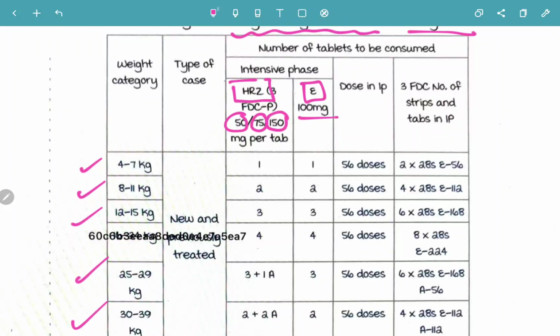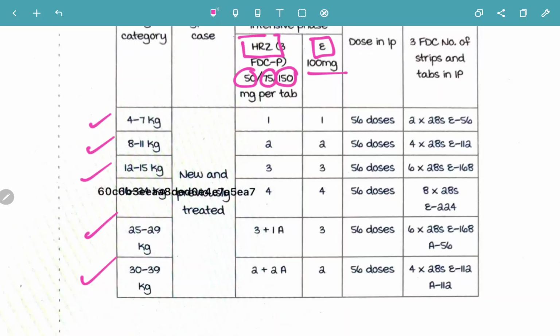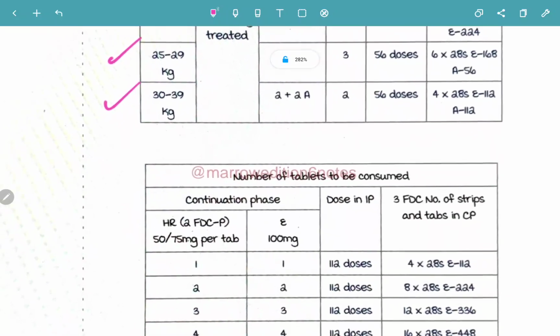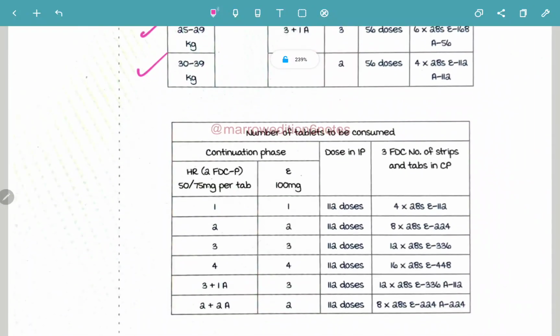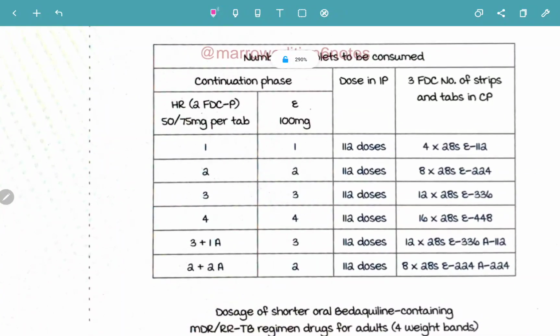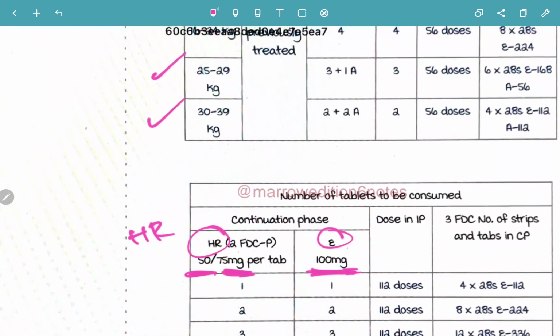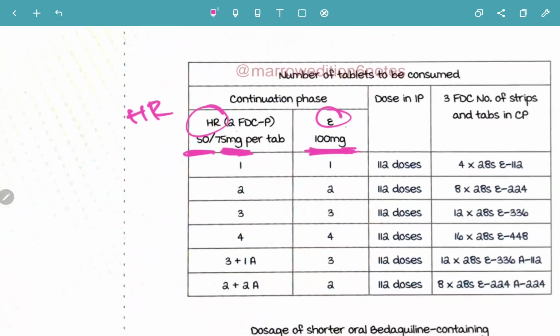And for the 3 fixed dose combinations, the number of strips and tablets are given. This is not much in detail, but just remember these basics, that there is a weight band for children also. In case of the continuation phase, again HRE alone will be given, but HR is going to be given separately, 50 and 75 milligram per tablet, and ethambutol is 100 milligram per tablet. So what is the dose? 50, 75. Pyrazinamide is going to be 150, ethambutol is going to be 100.